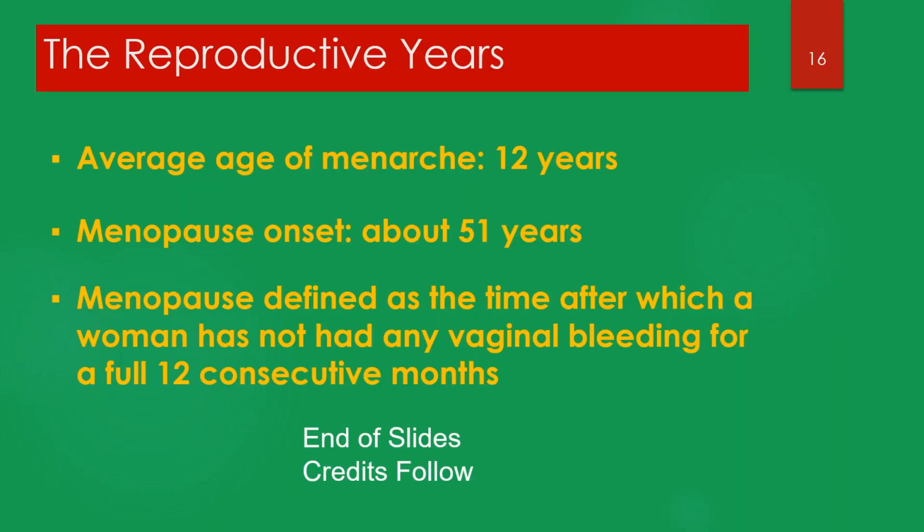The menstrual cycle is repeated from the menarche at around 12 years of age to menopause at about 51 years of age. The woman will begin to have menstrual irregularity several years before menopause and may have symptoms such as hot flashes, night sweats, mood difficulties, and insomnia. Menopause is defined as the time after which a woman has not had any vaginal bleeding for a full 12 consecutive months.